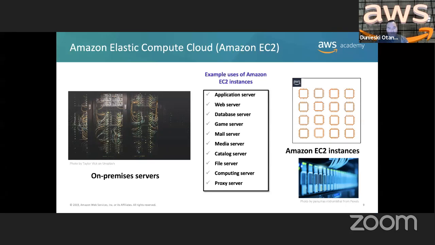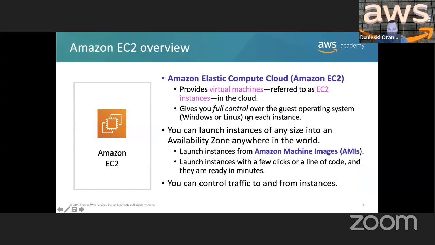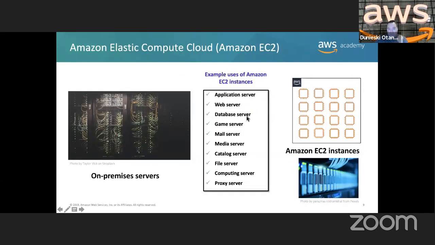So we have, for different uses, an EC2 instance here, you can have it as an application server, right? As a web server, database server, game server, mail, media, catalog, file server, computing server, proxy server. So you can have a bunch of servers with an EC2 instance. You just have to know what application you are running, okay? You can have an EC2 instance as a database server, but you're going to have more overhead, right? It's not the same as we spoke about before. It's not the same as RDS. RDS is a managed service. EC2 is an unmanaged service.